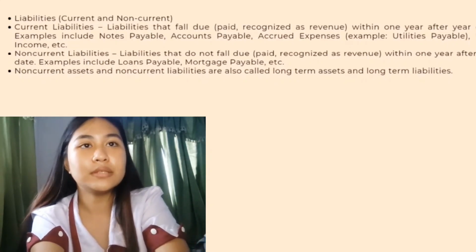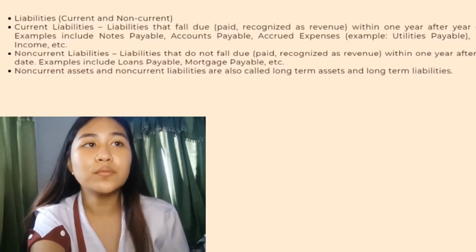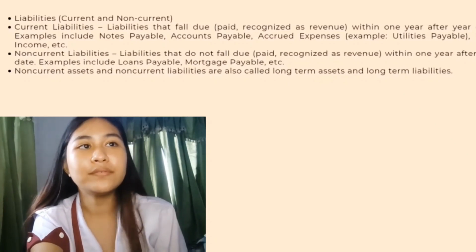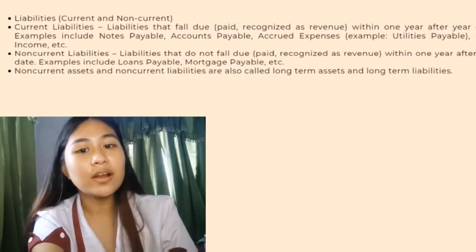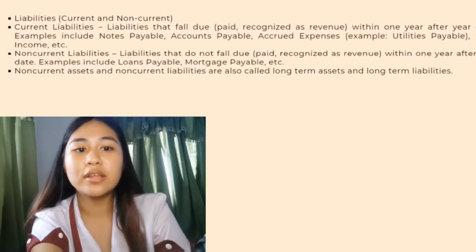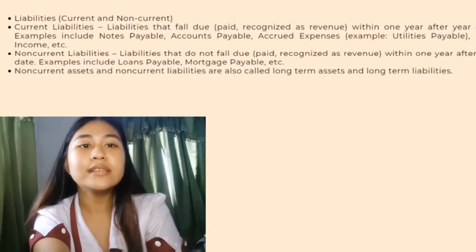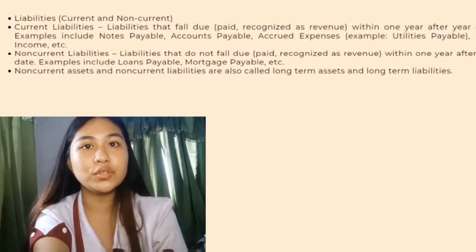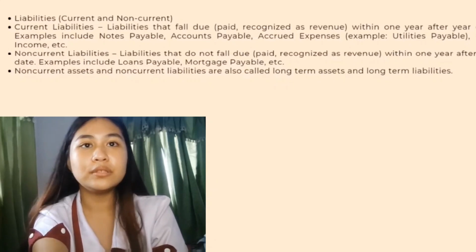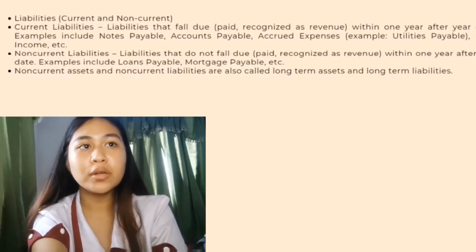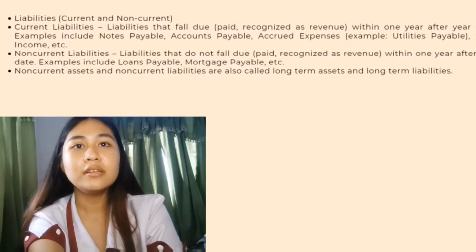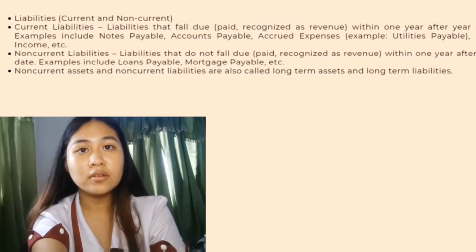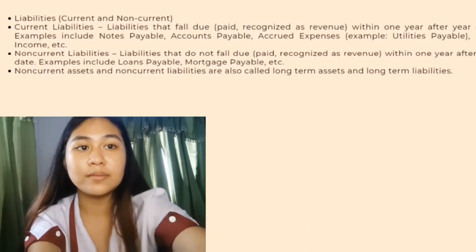So non-current liabilities are liabilities that do not fall due, are not paid, or recognized as revenue within 1 year after year-end date. These are long-term obligations listed on a company's balance sheet. These liabilities have obligations that become due beyond 12 months in the future. This includes loans payable, mortgage payable, and etc. Non-current assets and non-current liabilities are also called long-term assets and long-term liabilities.